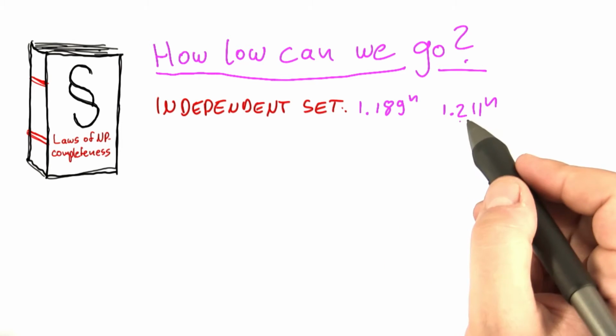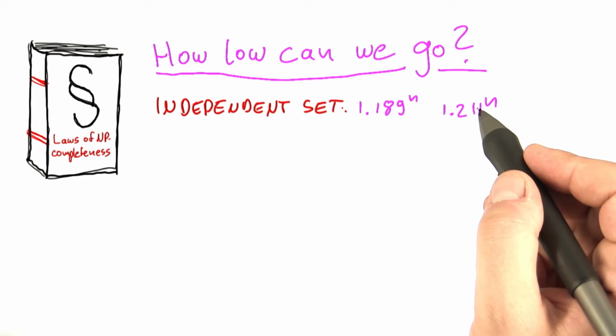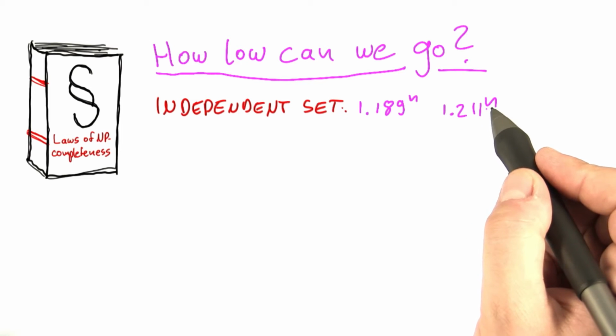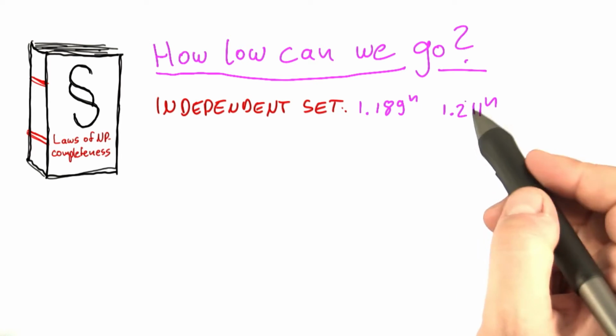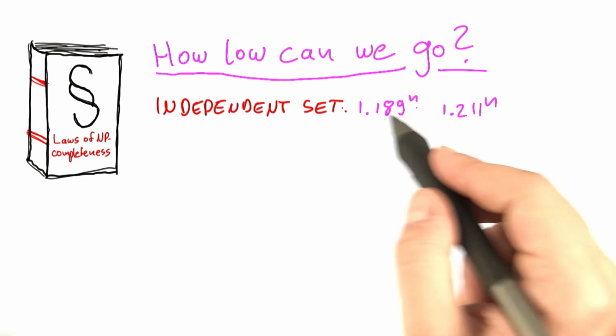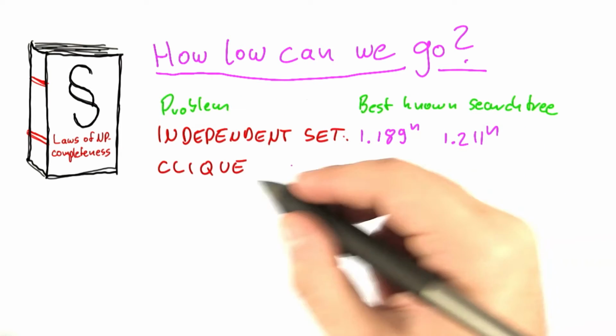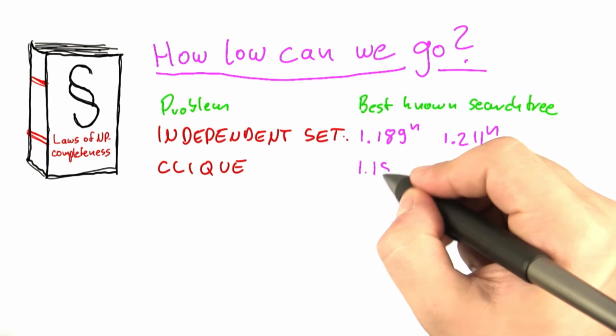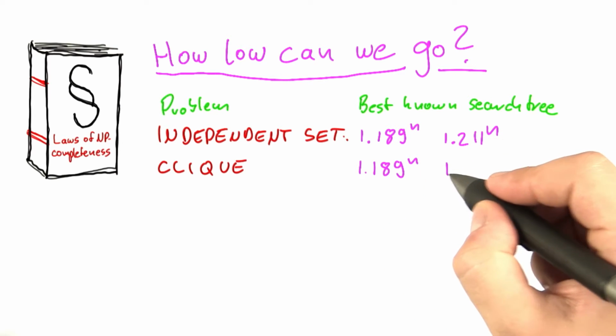It's two different algorithms. This one has a bit larger search tree, but the algorithm itself is probably a little bit faster in the worst case than this one here because of the polynomial factors that are involved. But this here is just the search tree size. For clique, well, it's the same as independent set as always because of the close connectedness of those two problems.